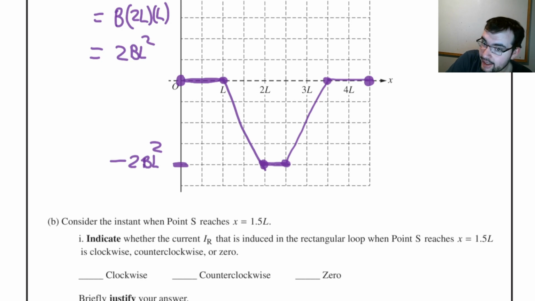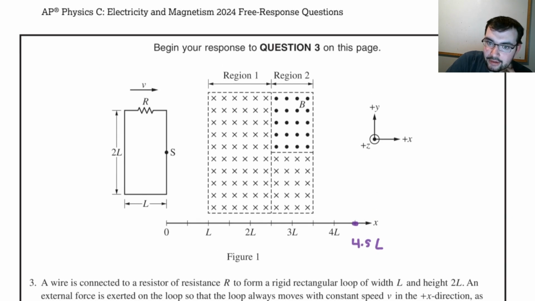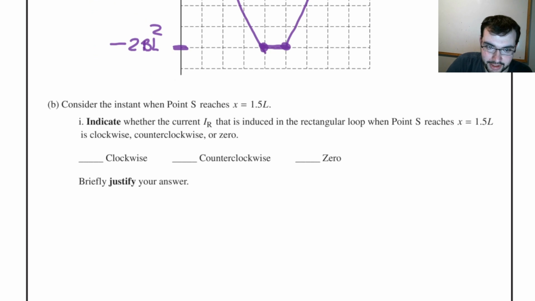Consider the instant when point S reaches x equals 1.5L. Indicate whether the current in the loop is clockwise, counterclockwise, or zero. Well, let's see. X equals 1.5L, so that means we are half in, half out, basically. So, notice that at this moment in time, more negative flux is being added to the loop. Again, it shows that in the graph. We didn't really need to look back here. So, what this means is that phi is growing into the page.